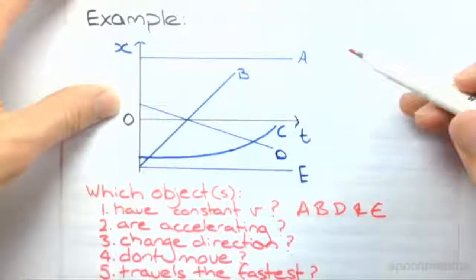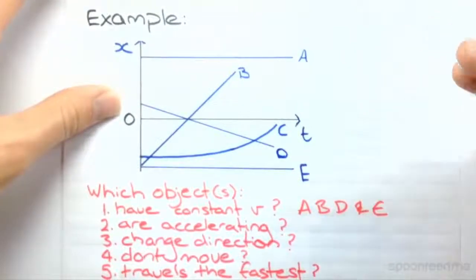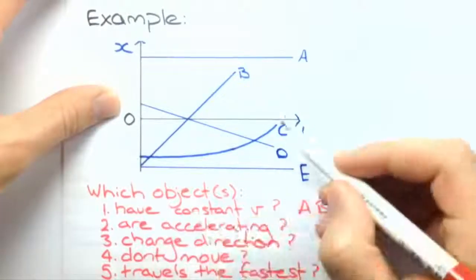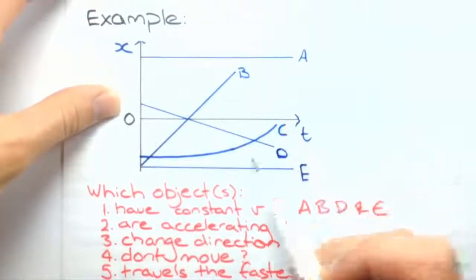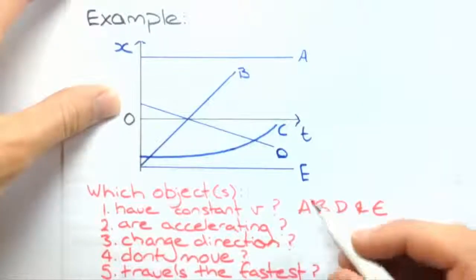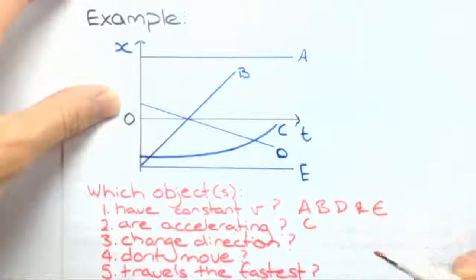Cool. Which ones are accelerating? That means the slope of the line does change. So it's just the opposite of the first question. And the only one we didn't put in was C. So we can see that the rate of change of displacement is actually increasing as we move along t. So that one is accelerating, so we'll put C there.